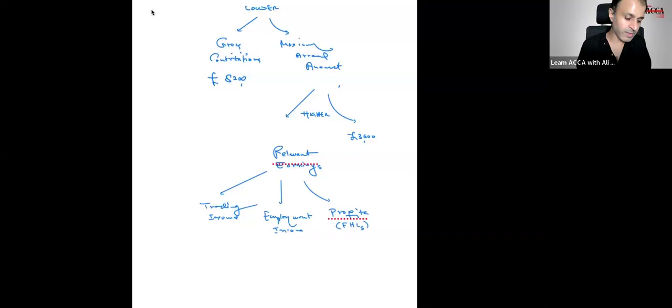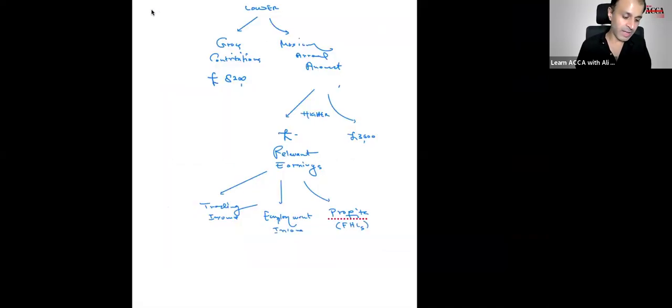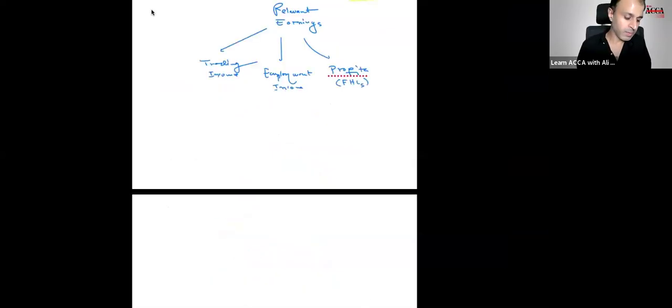So relevant income is 0, because relevant earnings will take either profits of trade, employment income, or profit from furnished holiday lettings. This is property income, and property income is not relevant to pensions. So the selection is based on picking the highest of two, which is 3,600. Here the selection is based on picking the lowest of two, which is 3,600. With this, the band limits will extend now.